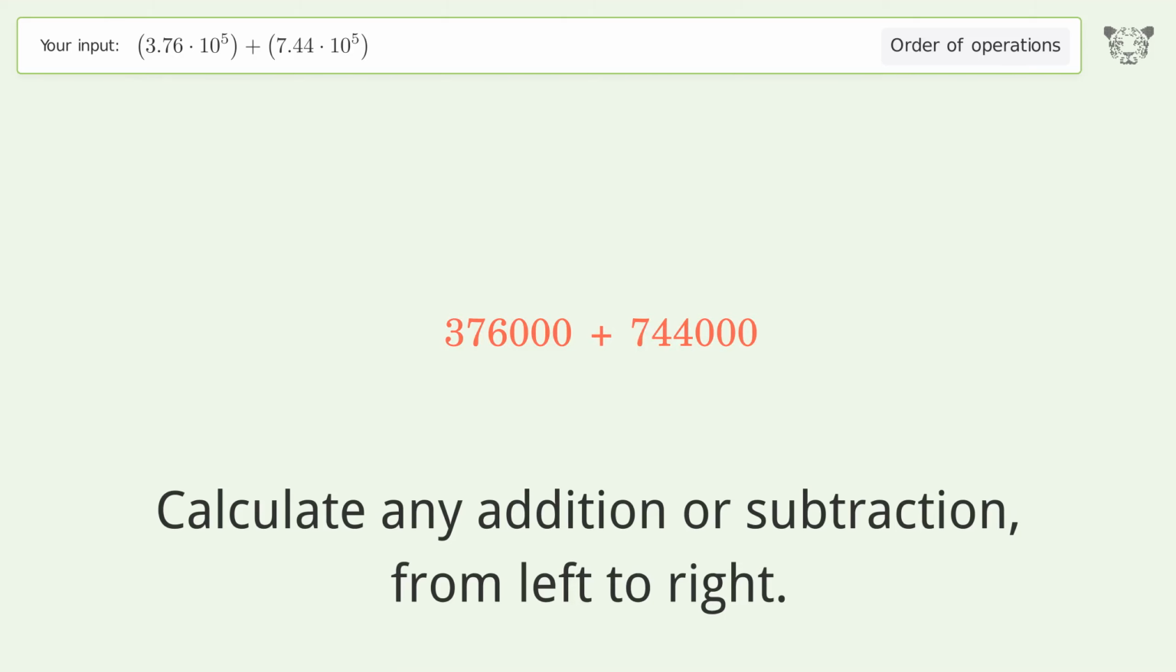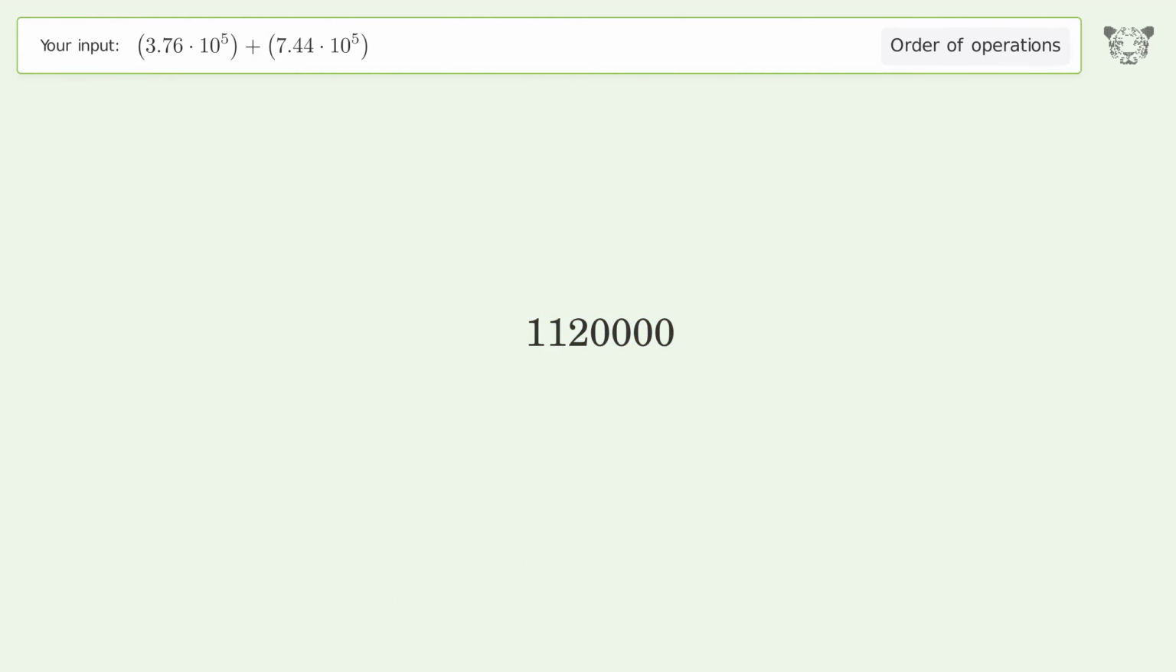Calculate any addition or subtraction, from left to right. 376000 plus 744000 equals 1120000. And so the final result is 1,120,000.